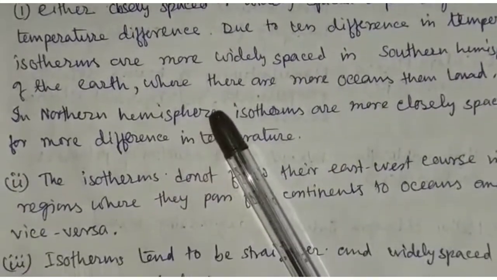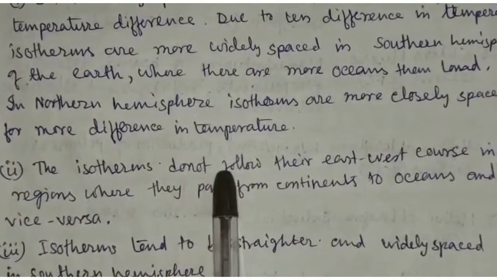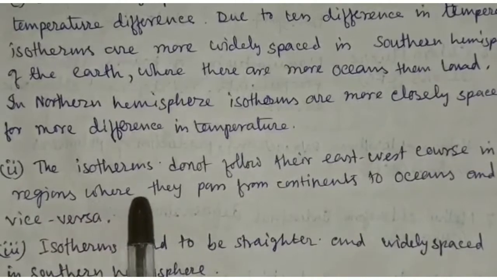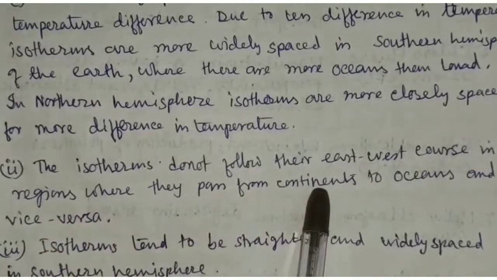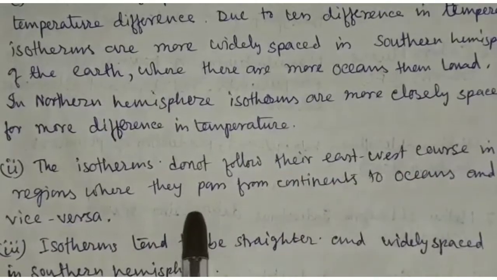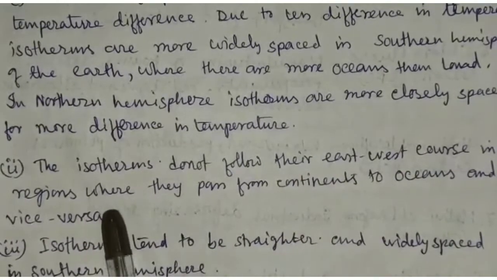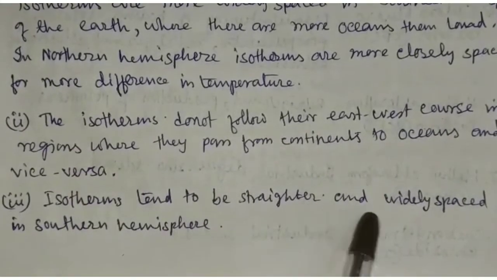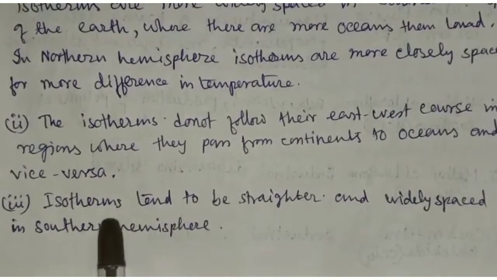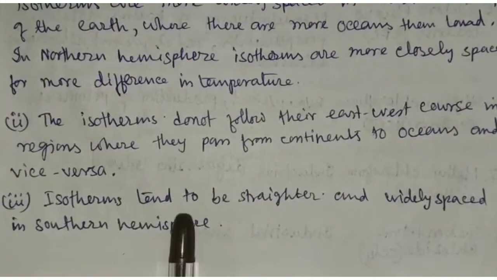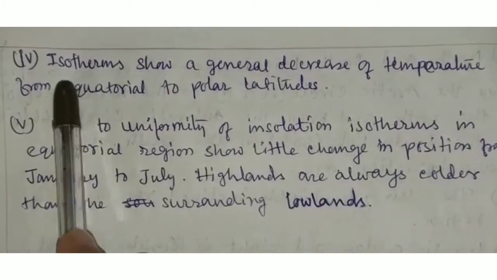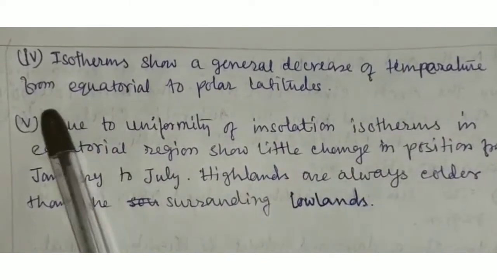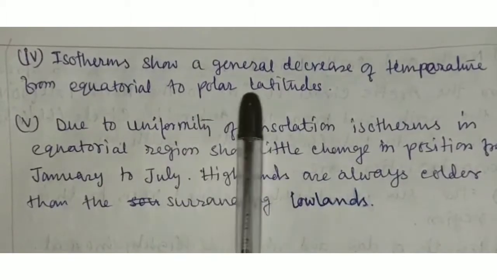Number 2, the isotherms do not follow their east-west course in the region where they pass from continents to oceans and vice versa. Point number 3, isotherms tend to be straighter and widely spaced in the southern hemisphere. Number 4, isotherms show a general decrease of temperature from equatorial to polar latitude.